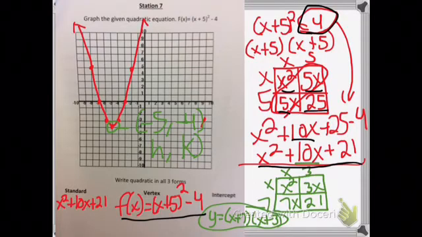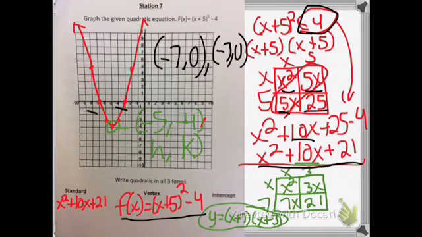Next I've got to find my intercept form. Now I can look at my graph and find my intercept form as well. I say that my x-intercepts are (-7, 0) and my other x-intercept is (-3, 0). We know they're always opposite inside our parentheses, so all I've got to do is flip the sign and put them in my parentheses.